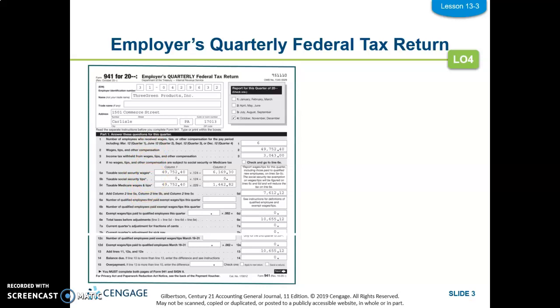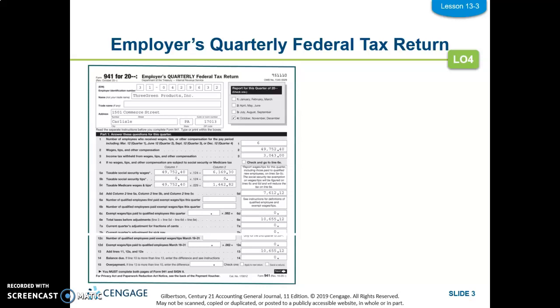It is due the last day of the month following the end of the quarter. The quarters end on March 31st, June 30th, September 30th, and December 31st. That's when a quarter ends. That means these are due the following month. So they're due April 30th, July 31st, October 31st, and January 31st, if you want to throw that into a schedule.